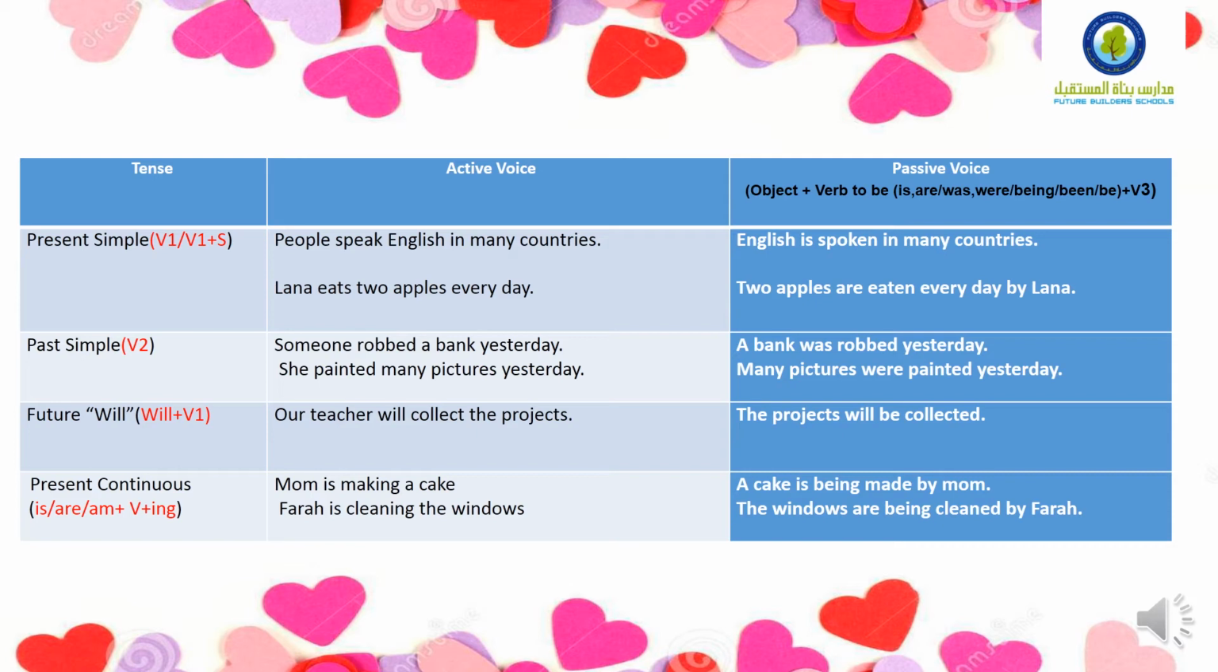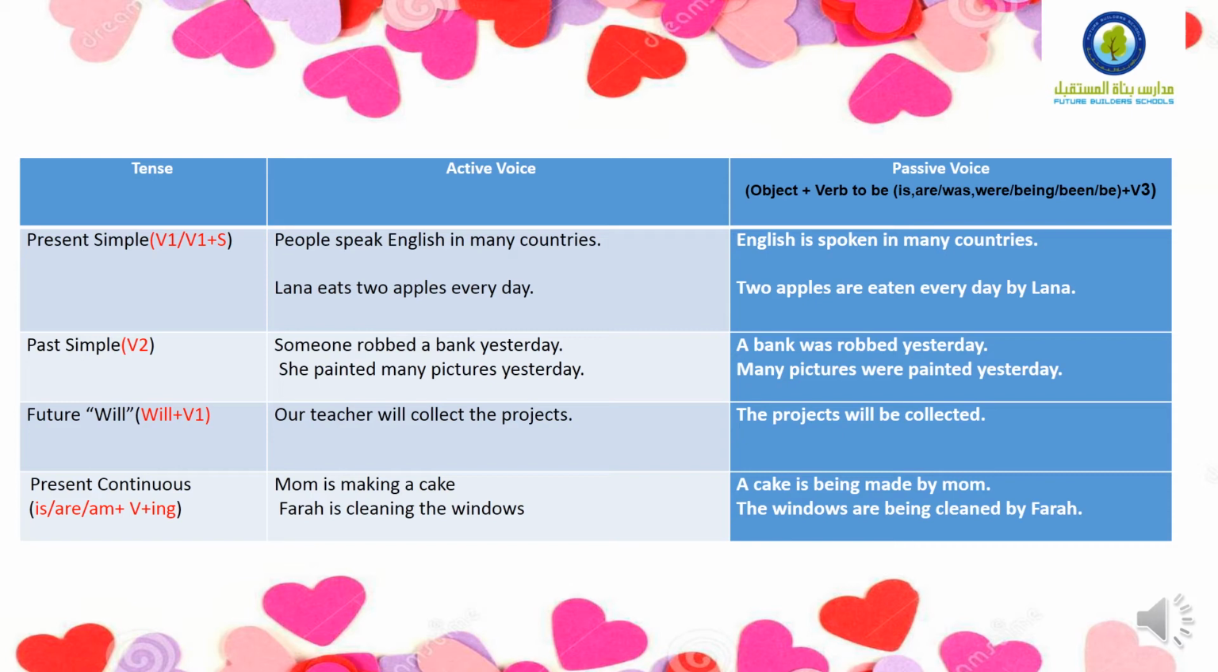How to change it into passive? First of all, you bring the object, 2 apples. Now change the verb. You look at the verb ونحدد النوع. Now eats is present simple. ل present simple حناخد is و are with verb 3. Apples is plural, so we add are. Verb 3 from the active verb اللي هو eat حيصير eaten. So 2 apples are eaten every day by Lana.